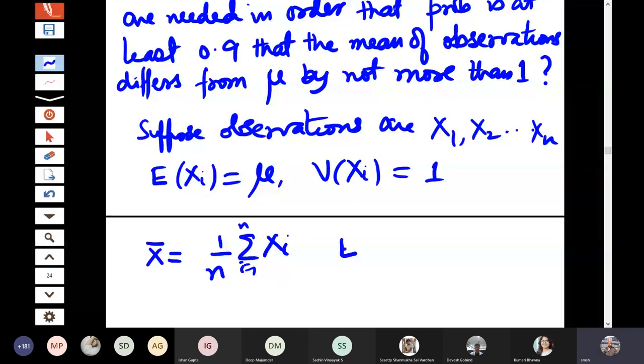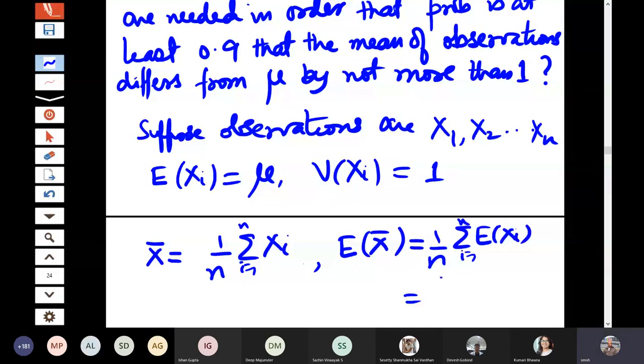So what is the mean of x bar? That is again the same, because it is 1 by n times the expectation of xi. So that is mu plus mu plus mu, n mu. So n mu by n, that is mu. And what is the variance here?